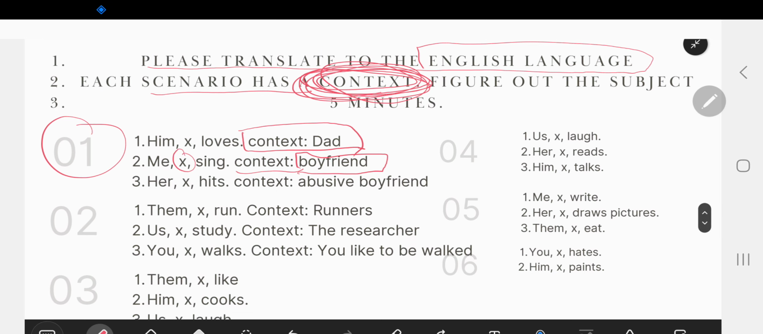We're just trying to figure out what the subject is. And excuse me on this one. So this is a subject. It slipped my mind. So dad, so this will become he. He loves him. That's right. If we're talking about your dad, then it will be he loves him.